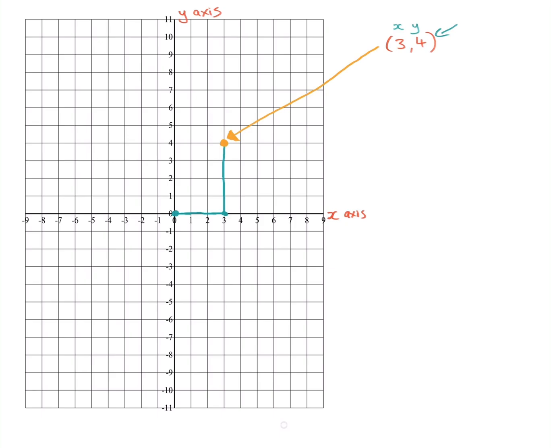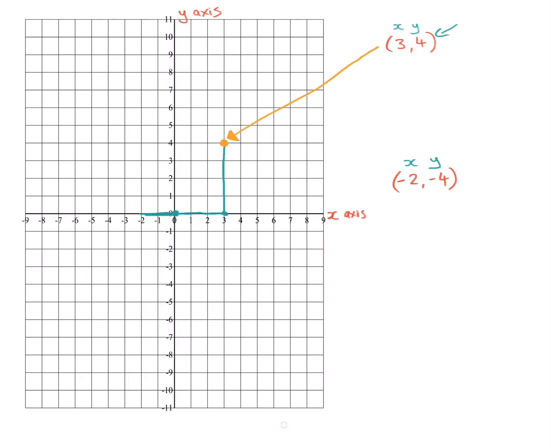So that's how I do it, and I'll do it again so that you can see it again. If I pick a different coordinate, -2 and -4, the first thing I do, I always go X and Y. Now, what I do next is I get my finger. In this case, I'm going to just use the blue pen. And I start in the middle at 0, 0. And I go out to -2 on the x-axis.